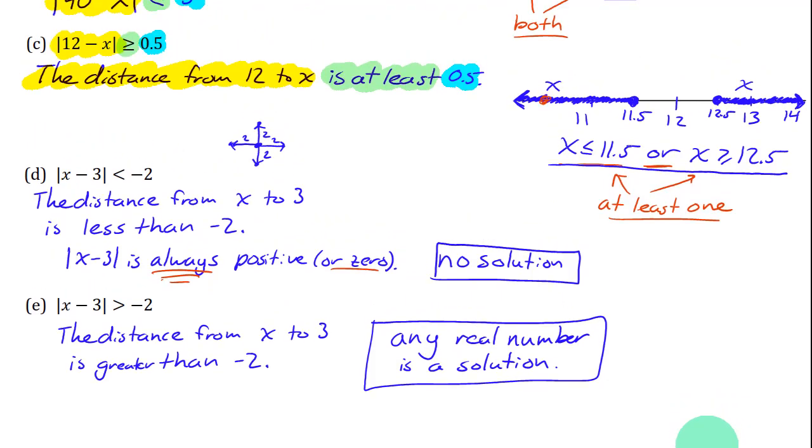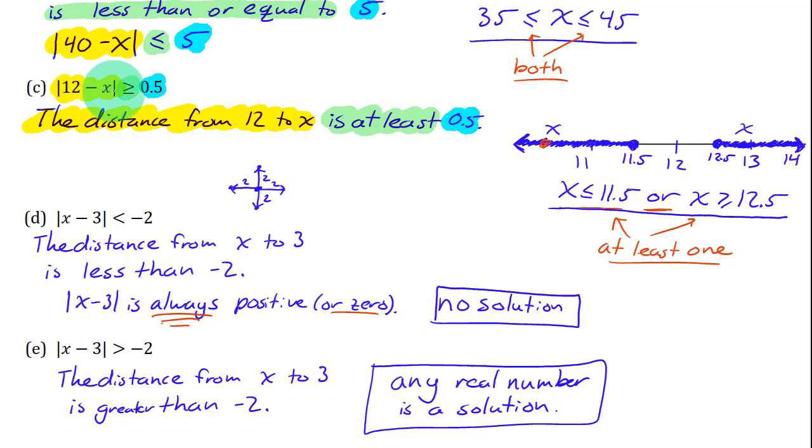Like, what if instead of the absolute value of 12 minus x, this was 12 minus 2x? Then you could say the distance from 12 to 2x is at least 0.5, but it's tricky to see what that looks like, like what actual x makes that work.